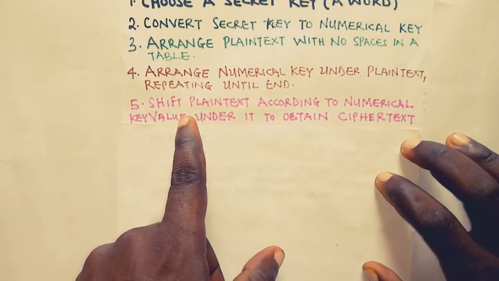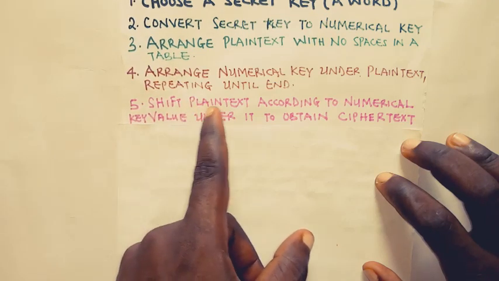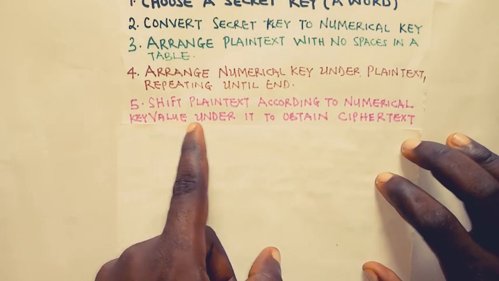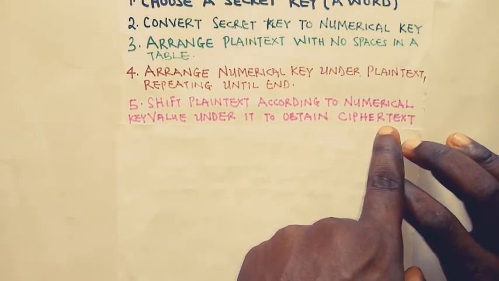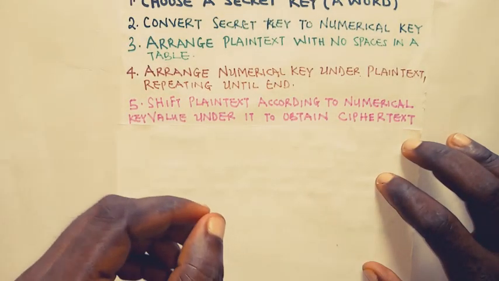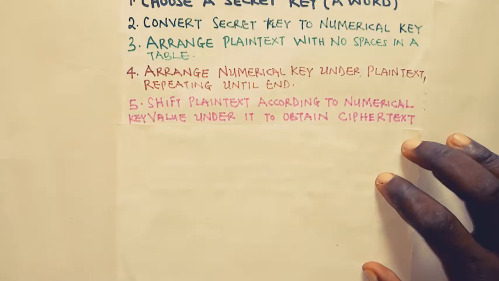To encrypt a plain text into a cipher text, you need to shift the plain text according to the numerical key value under it to obtain a cipher text. So it's a shift process, it's a shift cipher actually. So we look at the numerical key under the plain text, each alphabet of the plain text, and shift our plain text the number of times dictated by the numerical value under it.